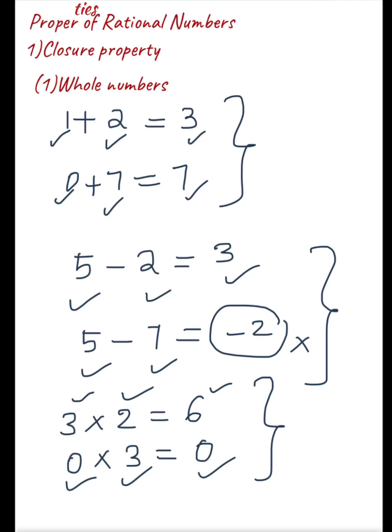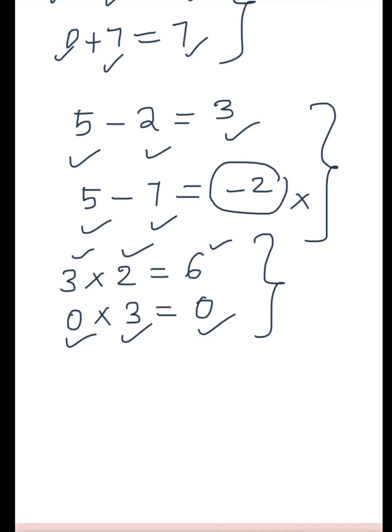Now what about division? Let's see what is the case for division. Suppose I am taking 5 and dividing 5 by 1. Then what will be the answer? You know that 5 divided by 1 is 5. So you have taken two whole numbers and the answer is again a whole number. But let's see any other example.